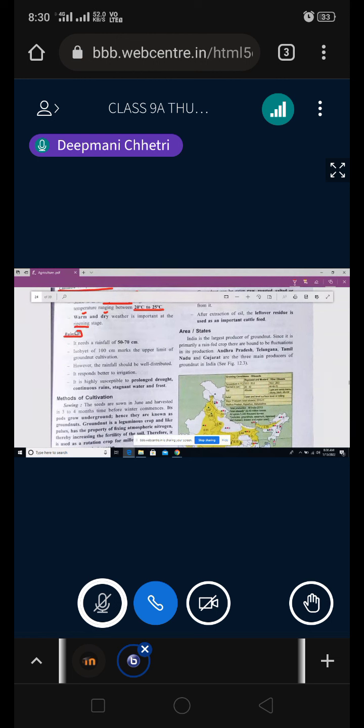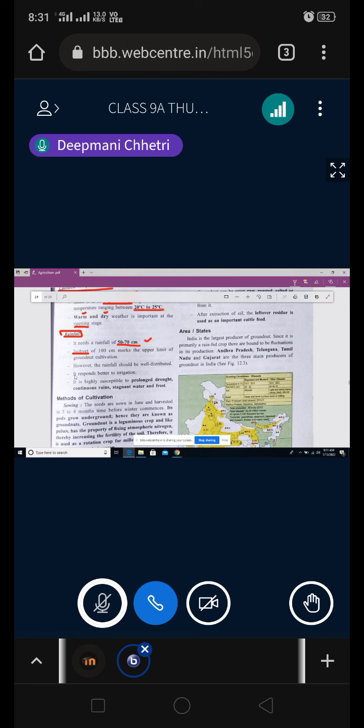Now we move on to the rainfall. It needs about 50 to 70 centimeter of rainfall. Please underline this one. And isohyet. I think last class I discussed this isohyet. So what is an isohyet? Tell me. A line joining places of equal rainfall. Yes, a line joining places having equal rainfall. So if any place experiences rainfall up to 100 centimeter, then in that area it is possible to cultivate groundnut.